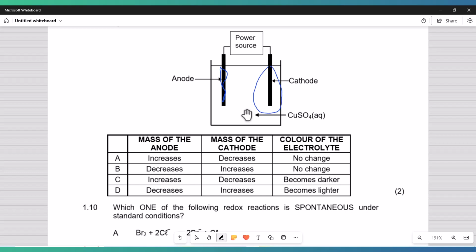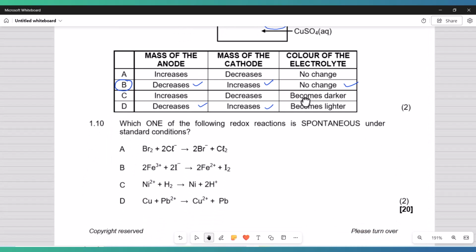So it has to be anode, decrease, cathode, it must increase. What about the electrolyte, the color of the electrolyte? Now, because we said oxidation and reduction happen at the same time, it means that there must be no change. So the answer becomes B. Answer becomes B in this case. All right. Let us proceed here.